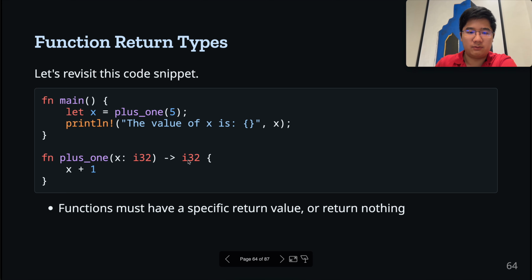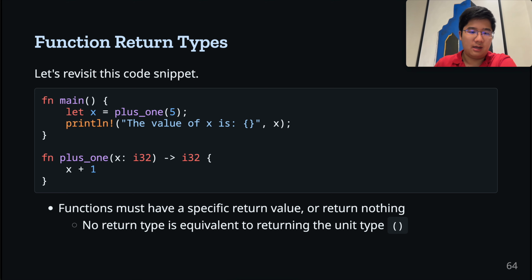Functions have to have a specific return value. So again, the functions need to have typed parameters, but it also needs to have a typed return value. We're allowed to omit this arrow and return type, and that is the same as returning the unit type. In C and C++, this is the same as void, which is incorrectly named. It should be unit, because the void type is completely different, which is the never type. But anyway, maybe we'll talk about that later in the semester.